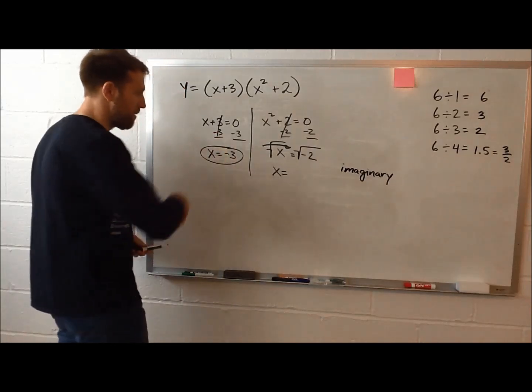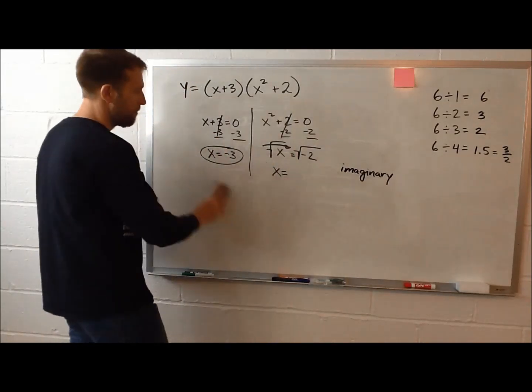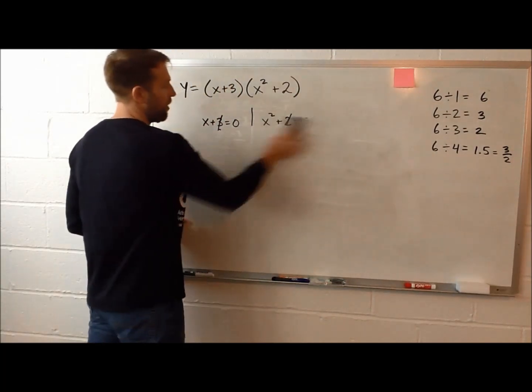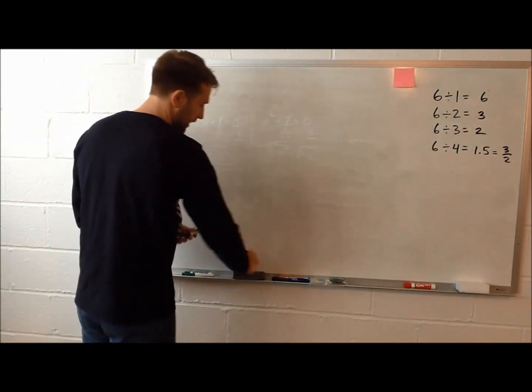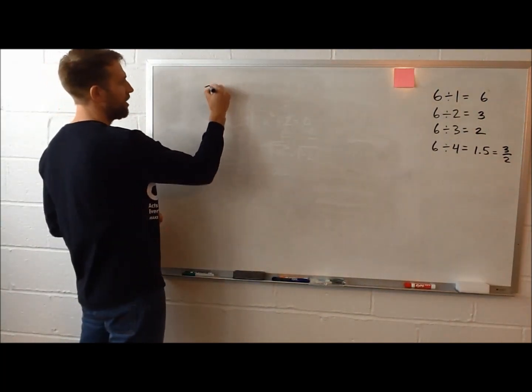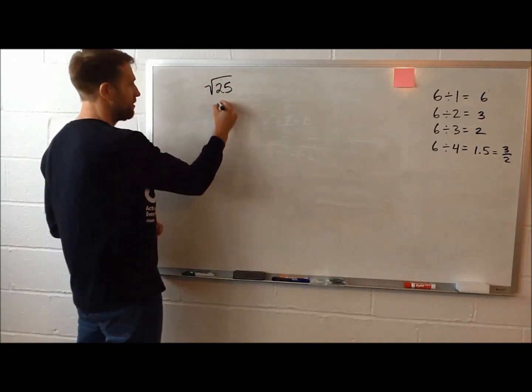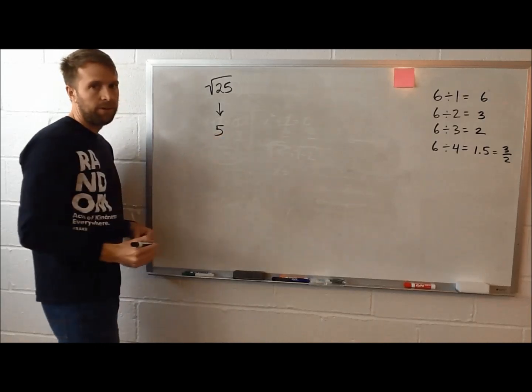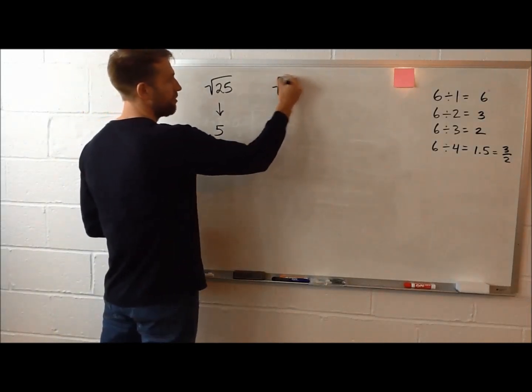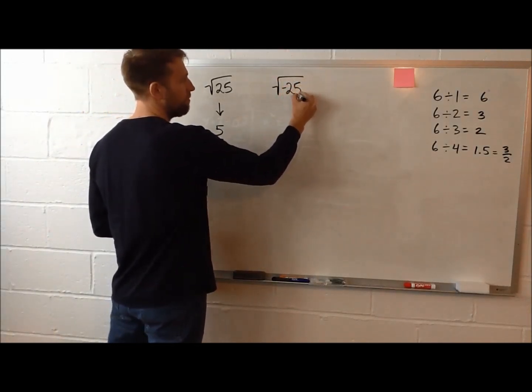So I'm going to go ahead and bypass this for a minute. Maybe we'll come back to it. And we're going to talk about the square root of any negative number. Like, let's just go ahead and take the square root of 25. We know what that is. That's 5. What if I had a problem that was the square root of negative 25?